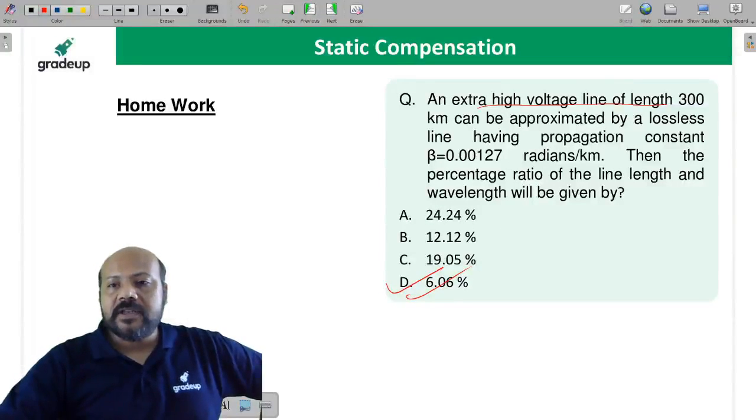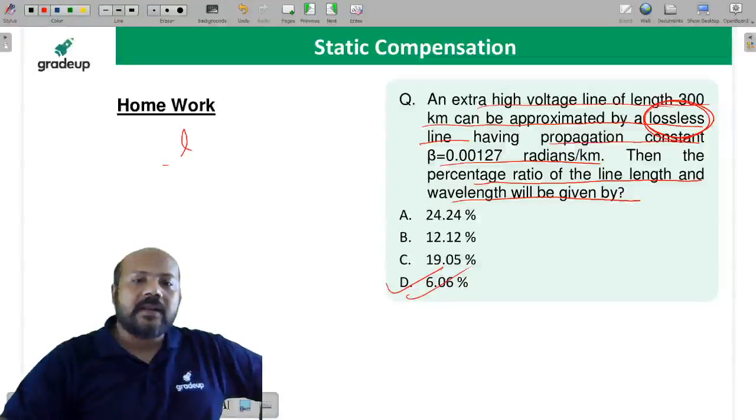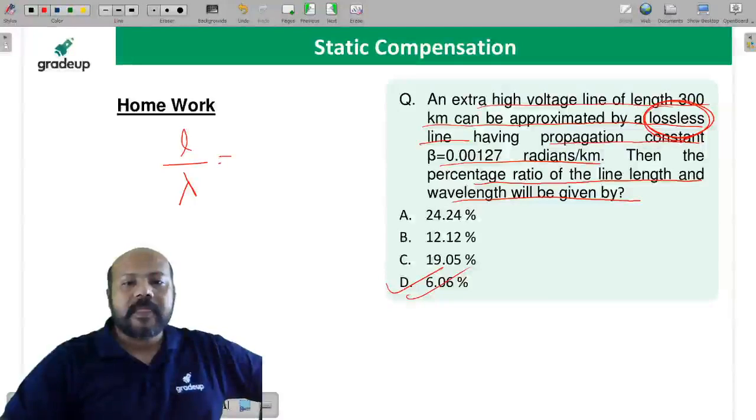An extra high voltage line of length 300 km can be approximated by a lossless line having the propagation constant beta like this. Then find the percentage ratio of the line length and the wavelength. What is the line length? L. What is the wavelength? Lambda. Line length is given as 300 kilometer. Wavelength you can write as 2 pi by beta.